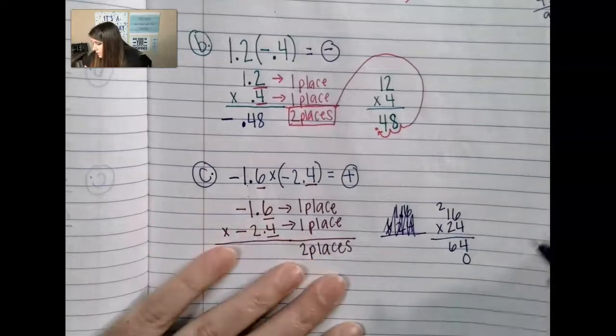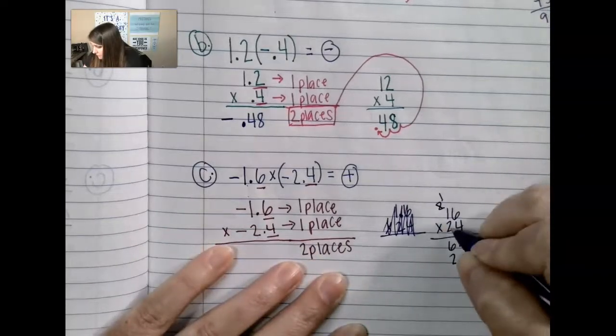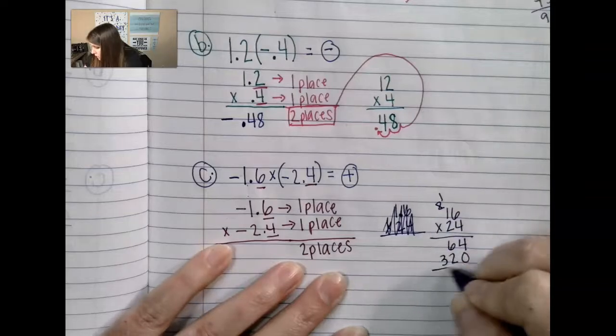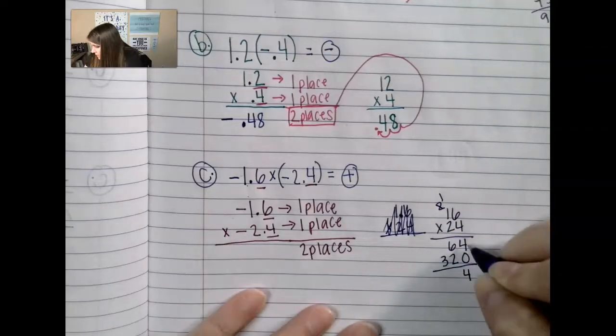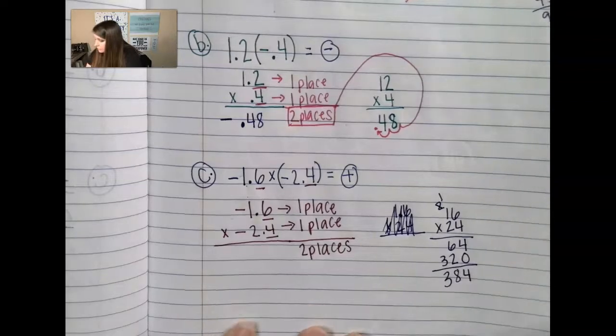So 2 times 6 is 12. And I'm going to carry my 1. 2 times 1 is 2 plus 1 is 3. So now I'm just going to add and drop these all down. So 4, 8, and 3.